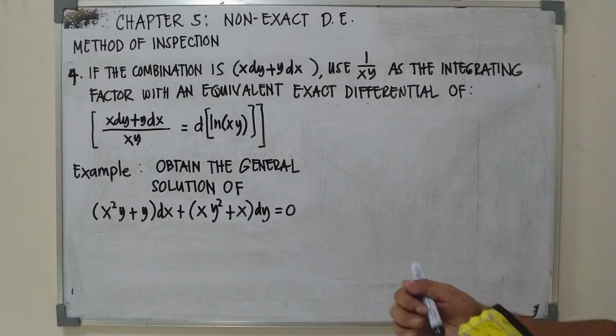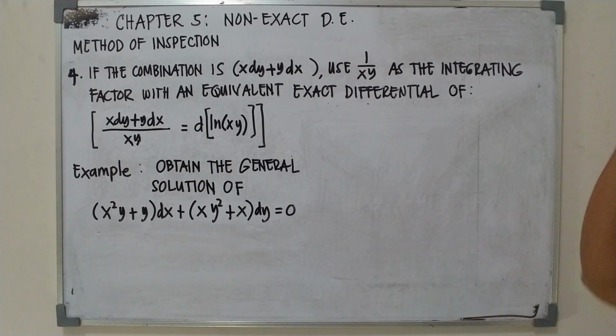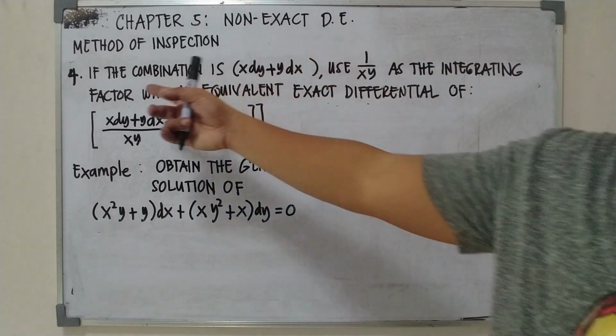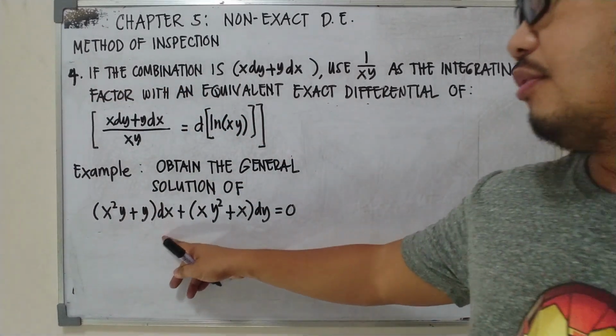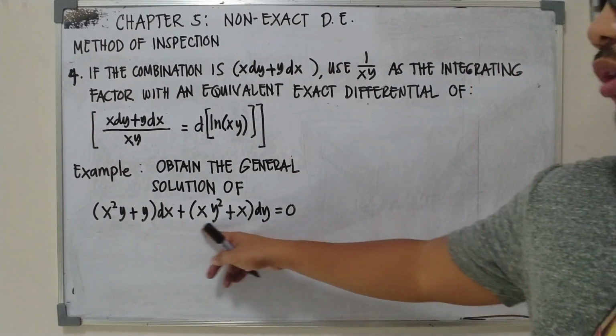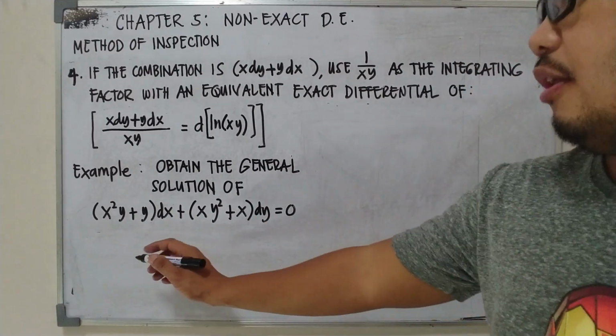Diba? So, let us now proceed dito sa ating method number, sa combination number 4. So, let us multiply dx doon sa ating equation. Ganun naman yung dy doon sa ating equation. So, let us now start.